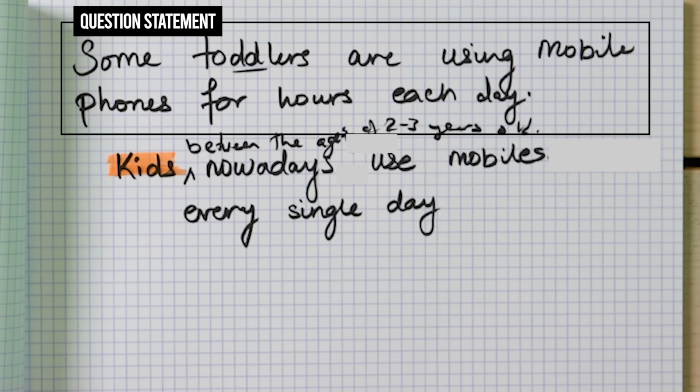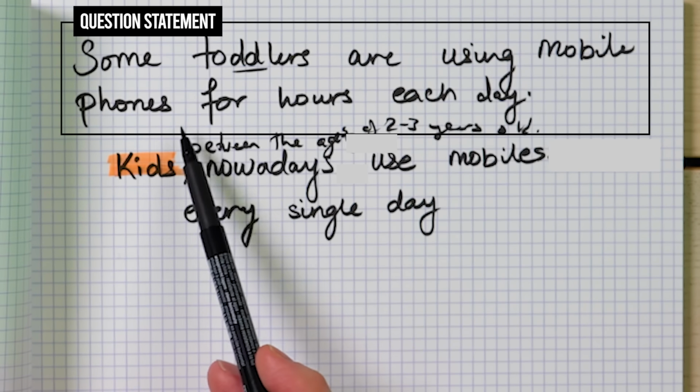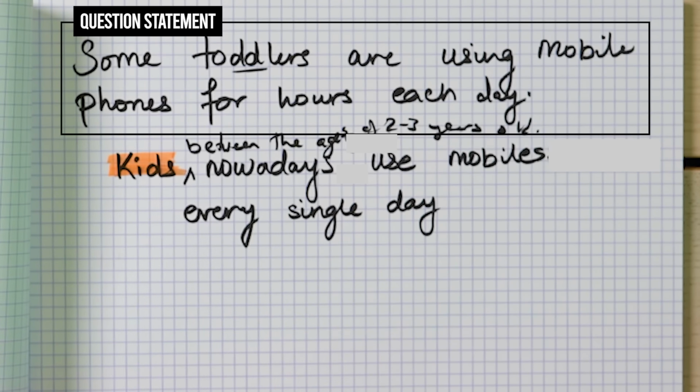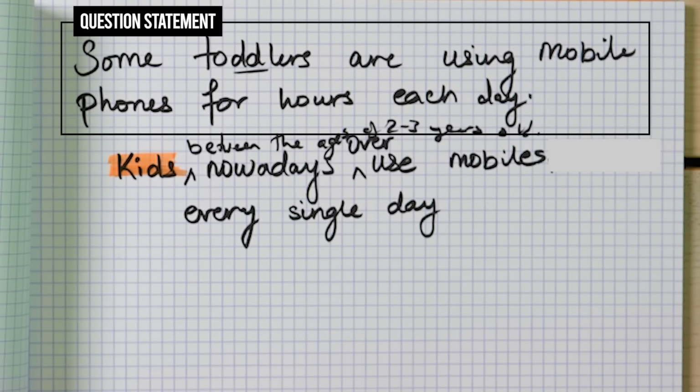Probably not telephones, but we could use phones. Phones, yeah, that's what I was thinking. So kids between the ages of 2 or 3 years old nowadays use mobiles or use phones for hours each day. Every single day, that could be 1 second. I could use my mobile phone for 1 second each day. I wrote overuse, so does that make a difference? Again, it's a little bit too vague.